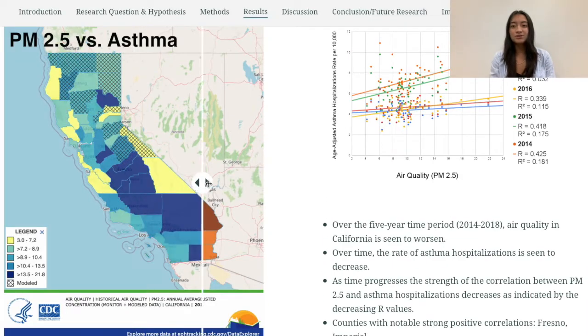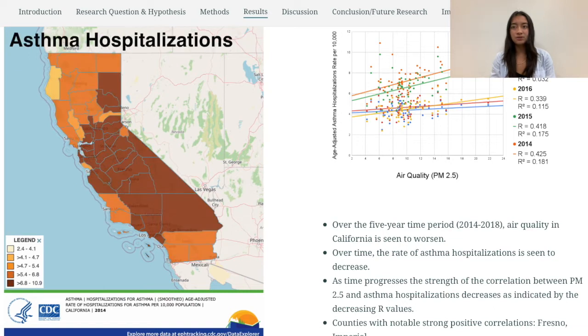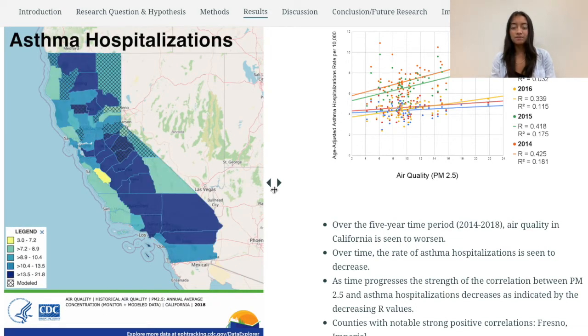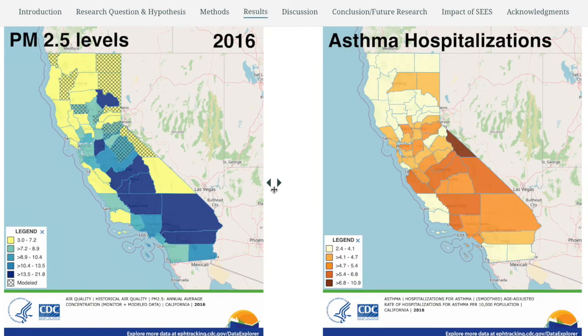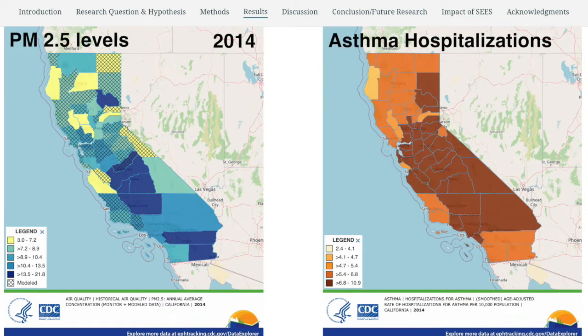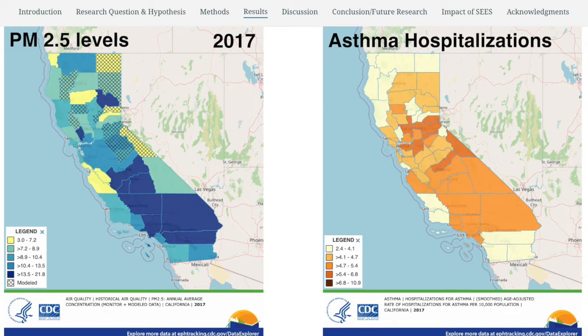Here's a slider that shows two animated GIFs. The left GIF shows the average annual PM 2.5 level in California from 2014 to 2018, against a right GIF which shows the crude rate of asthma hospitalizations on the county level. The hatch mark patterns indicate data that is modeled. As you can see by the rise in blue counties over the 5-year period in California, air quality levels seem to worsen. When looking at the asthma hospitalizations, the general trend is that over time, across the counties, the rate is seen to decrease.